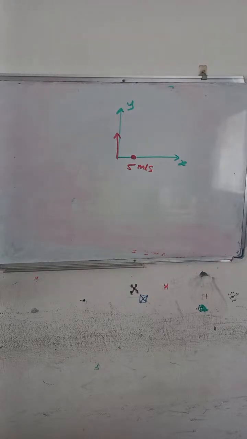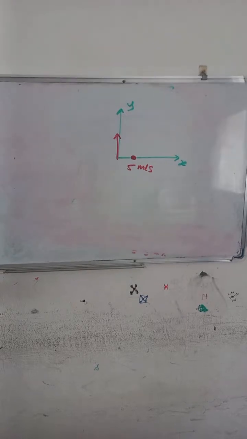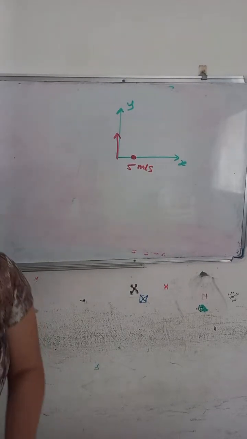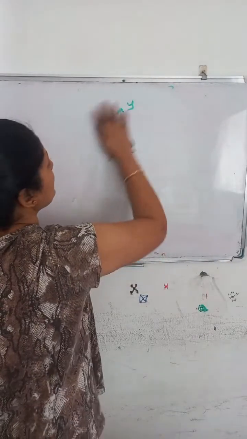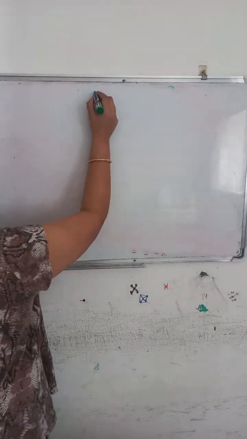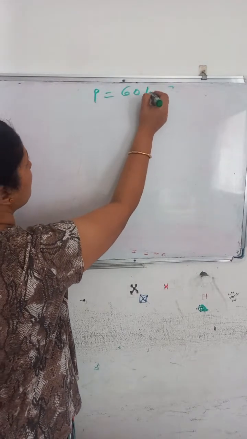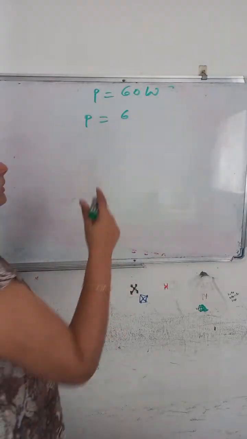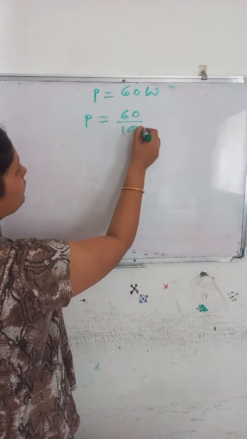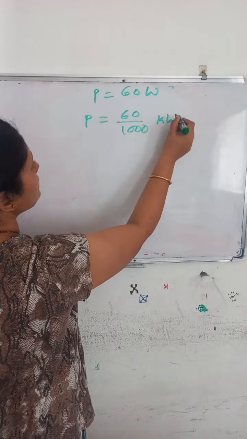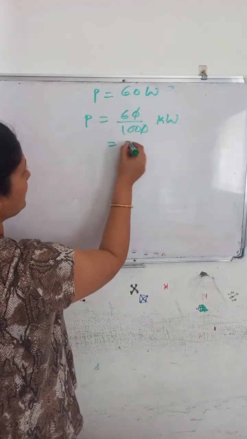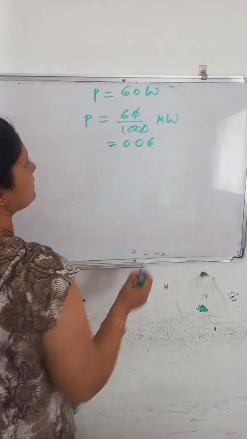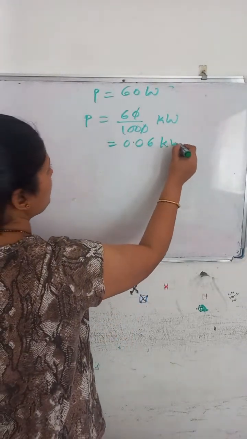Just now I told you, the commercial unit of power is always kilowatt hour. So how to solve this? Here they gave power as 60 watt, so convert it into kilowatt. 60 divided by 1000 kilowatt. This 0 and this 0 get cancelled, so 0.06 is your power in kilowatt.